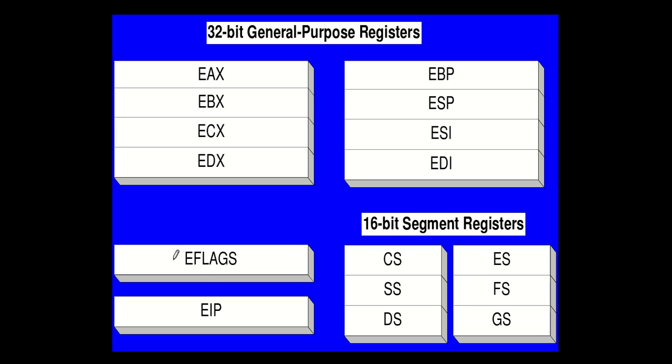And we have 2 dedicated registers, EFLAGS and EIP, meaning the extended instruction pointer, or program counter. It holds the address of the next instruction to be executed. This makes the process faster when I have the address in a register.